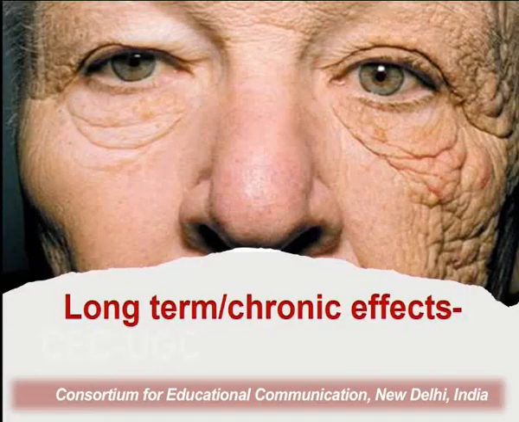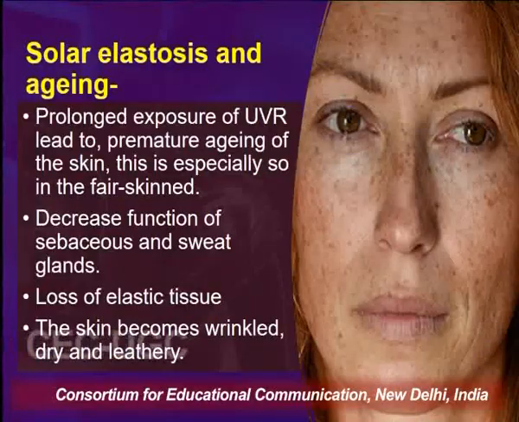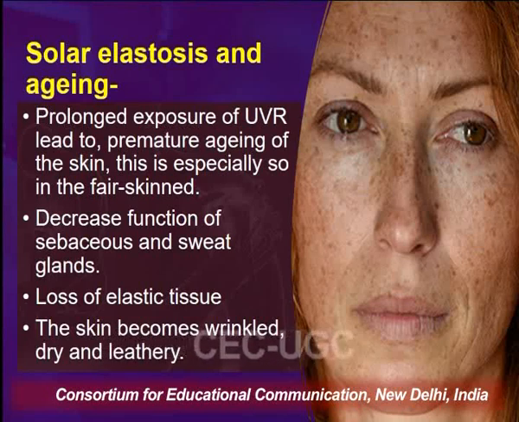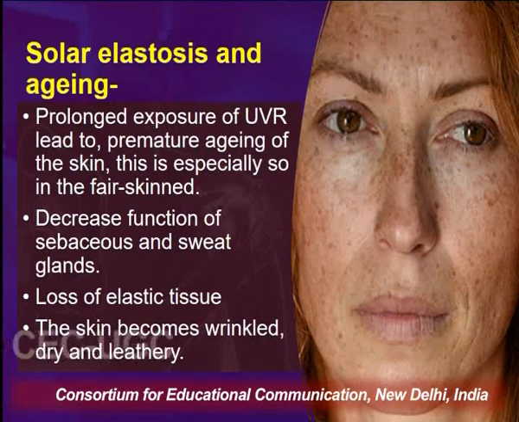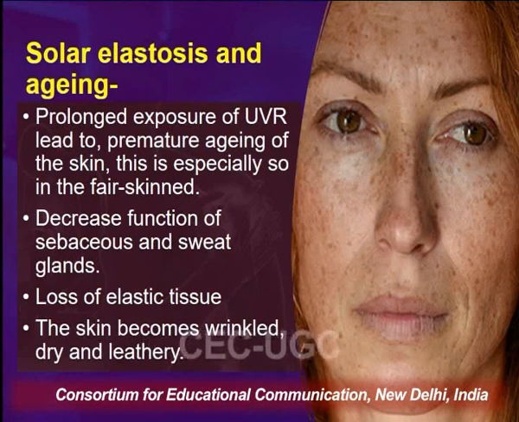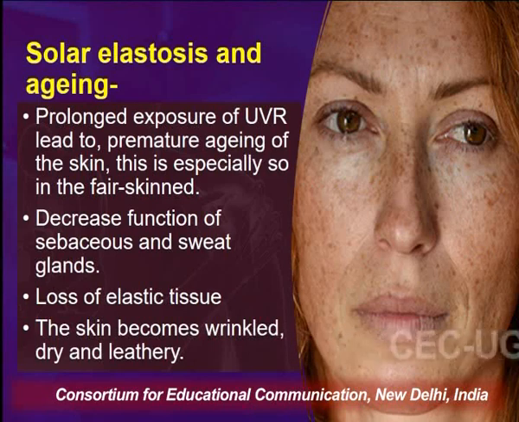Now we'll see the long-term chronic effects of UV rays. So first one is solar elastosis or aging. Prolonged exposure to UVR leads to premature aging of the skin. This is especially so in the fair-skinned: decreased function of sebaceous and sweat glands, loss of elastic tissues, and the skin becomes wrinkled, dry and lethargic.